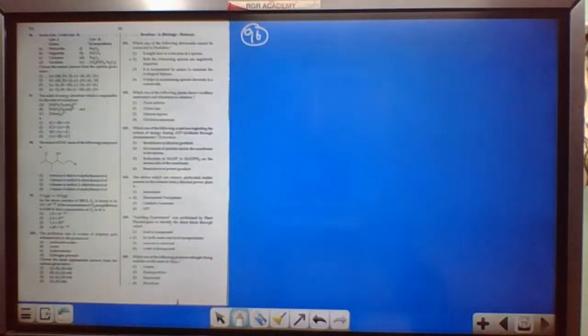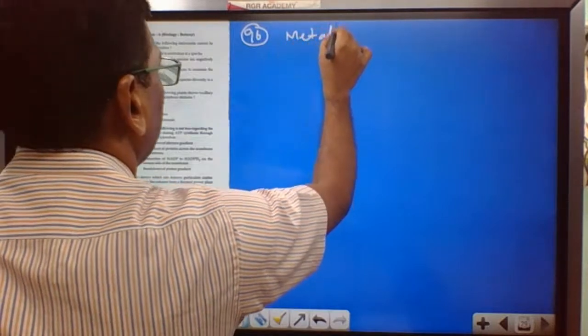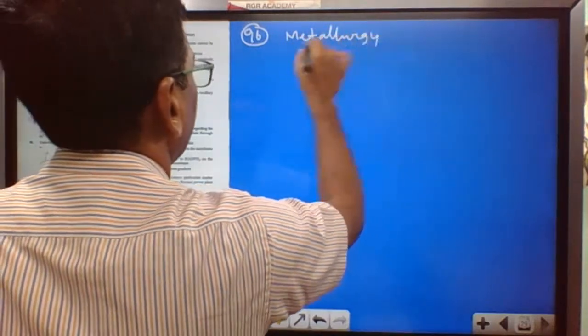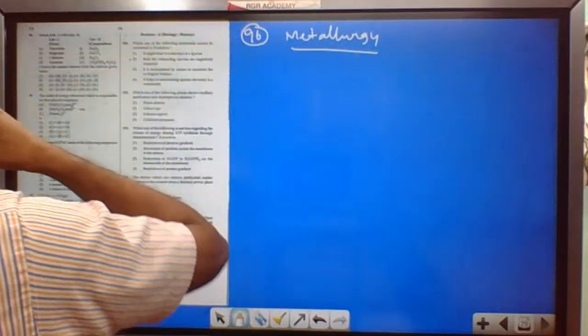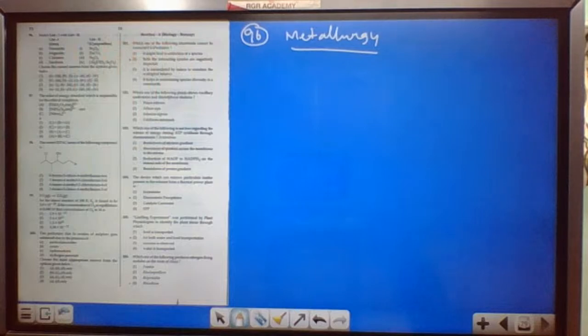So it's a matching type. It is given from the metallurgy. It is a very simple question. If you remember the ores of the metals, you can easily answer this.